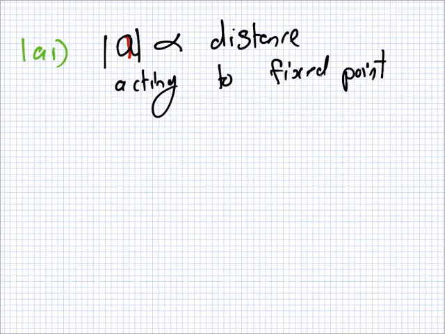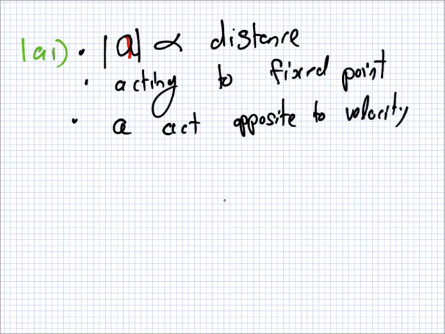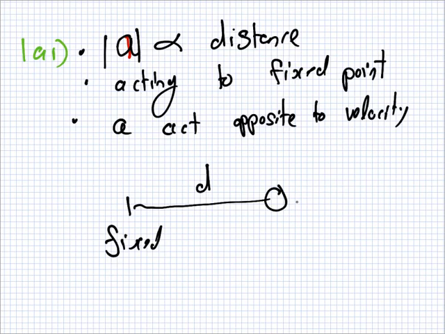And also, you want the acceleration to act opposite to the velocity, or something equivalent. So the idea is you have a fixed point, and as the distance increases, the acceleration increases, and if its velocity is to the right, the acceleration will be to the left. This is the kind of key ideas.